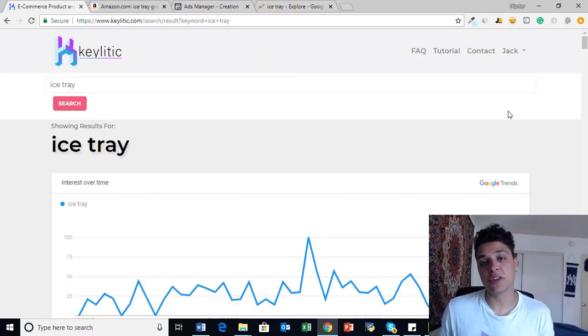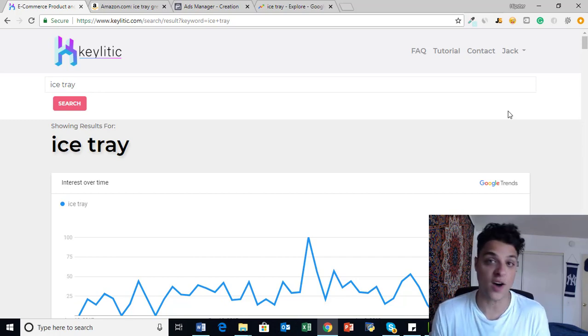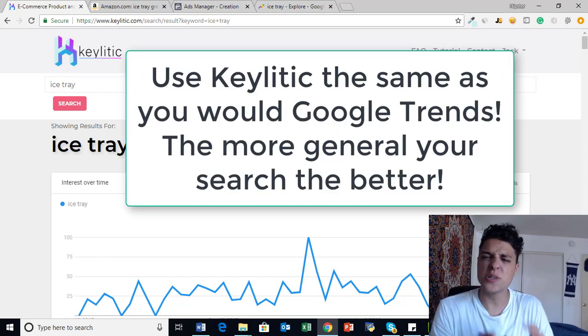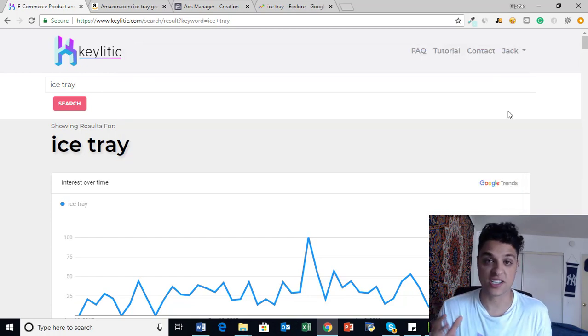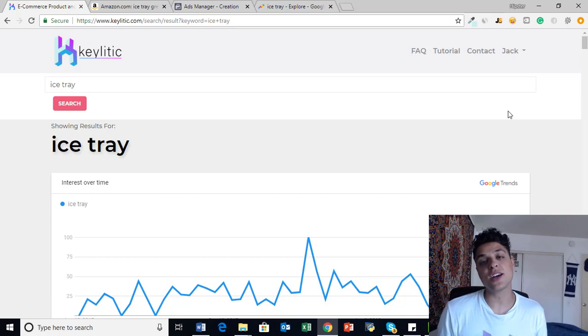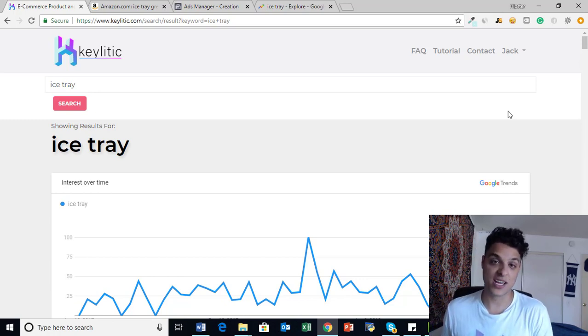So we're on Keylitic, and when we're using Keylitic and Google Trends, any of these things that are really analyzing search volume and search data, you never want to type in things that are too specific to start out with, because the more niche it is, the harder it's going to be to actually analyze those searches, because there's not going to be as many of them, and that's going to make your results not look good. So if we're talking about the grenade ice tray, rather than typing grenade ice tray in, we're going to start more broad, and we're going to say ice tray.